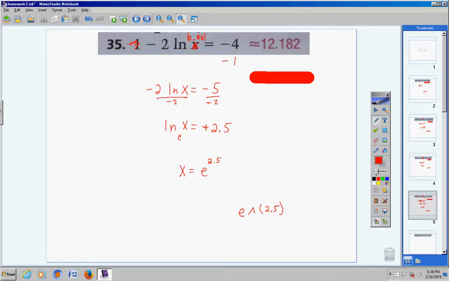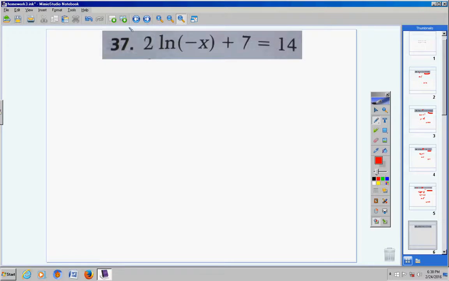Alright, number 37. First of all, we have to do step one, which is to isolate the logarithm. So I'm going to circle the word logarithm. I'm going to circle my argument. Everything else has to go. This has to go, and this has to go.